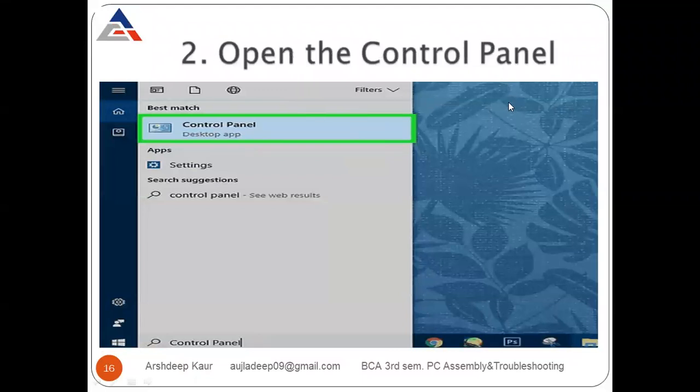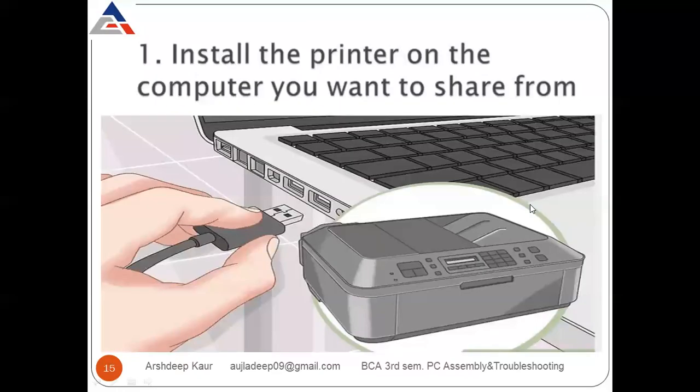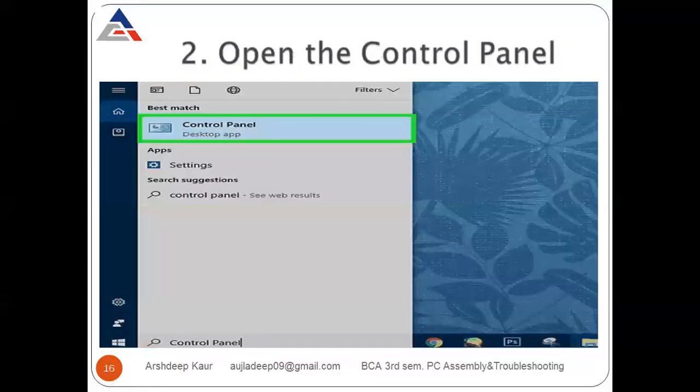Now open the control panel. The next step is to open the control panel. First, we need to install the printer on the computer system that we want to share. Once it is installed, the next step is to open the control panel. See, this is the control panel. You just need to click over there to open it.